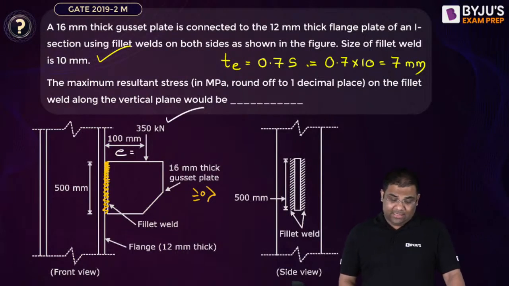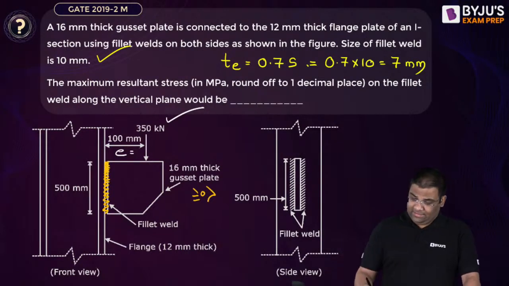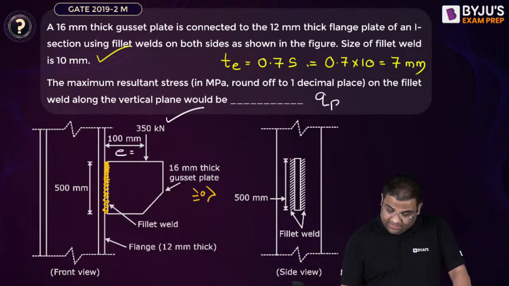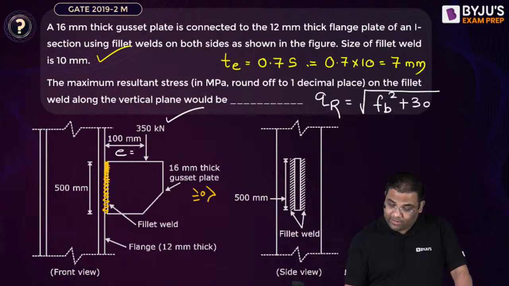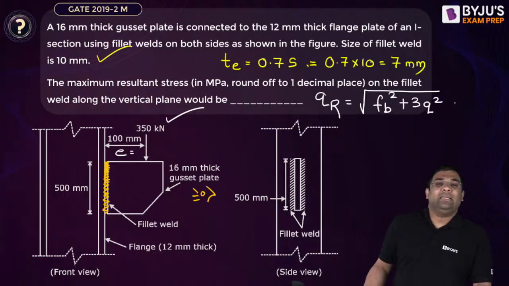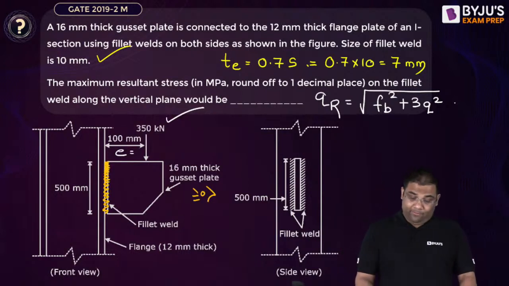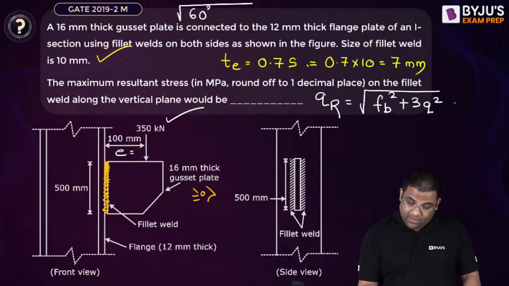Now what is asked? The resultant stress. The resultant or equivalent stress is root under Fb square plus 3q square, given by the code. So just put the values and give me the answer now. Root under Fb square means what? Root under your 60 square plus 3 into 50 square. So how much are you getting? Tell me.